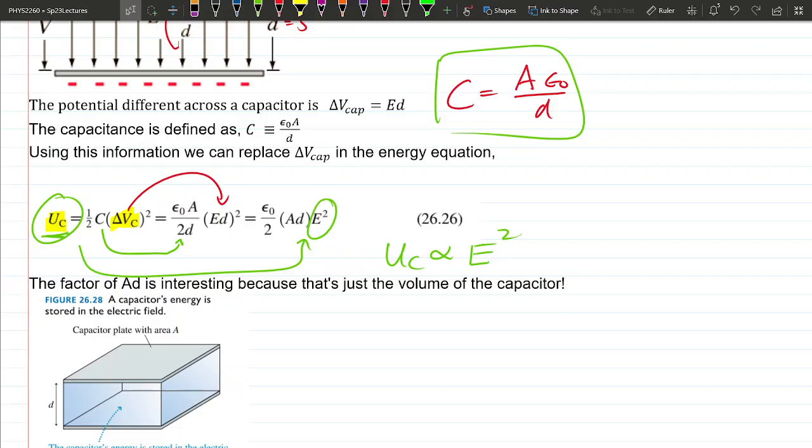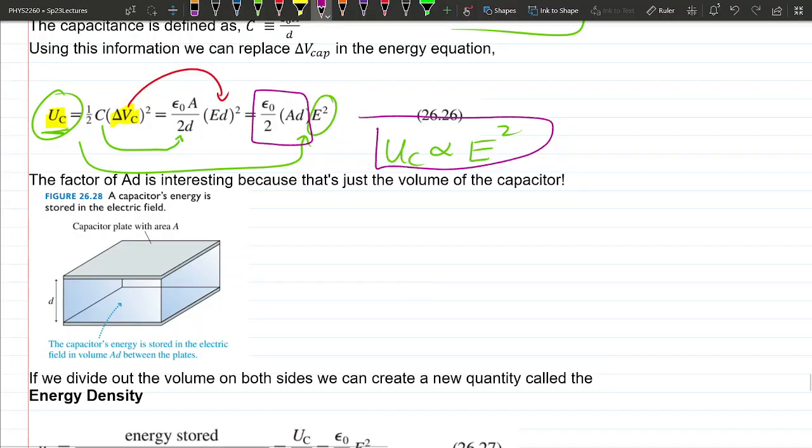When you do that and massage the variables around a little bit, you get the area of the plate times the distance between the plates. We're going to see this geometrically. You can factor out this E squared. The main thing I want you to remember is that the amount of energy stored in a capacitor is proportional to the electric field squared. There's some constant in front, and we're going to figure out what this constant is today.